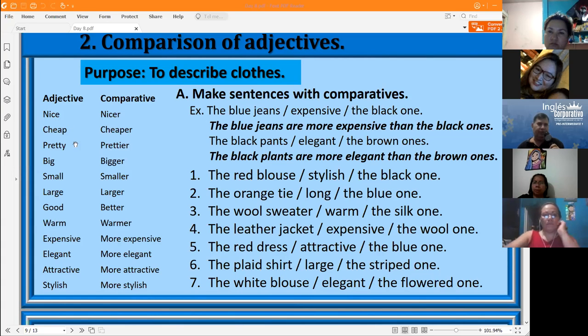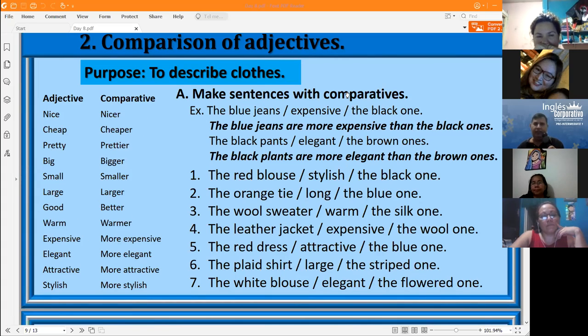Let's see. Nice, nicer. Cheap, cheaper. Pretty, prettier. Big, bigger. Small, smaller. Large, larger. Good, better. Warm, warmer. Expensive, more expensive. Elegant, more elegant. Attractive, more attractive. Stylish, more stylish. Okay, these are the forms to use.